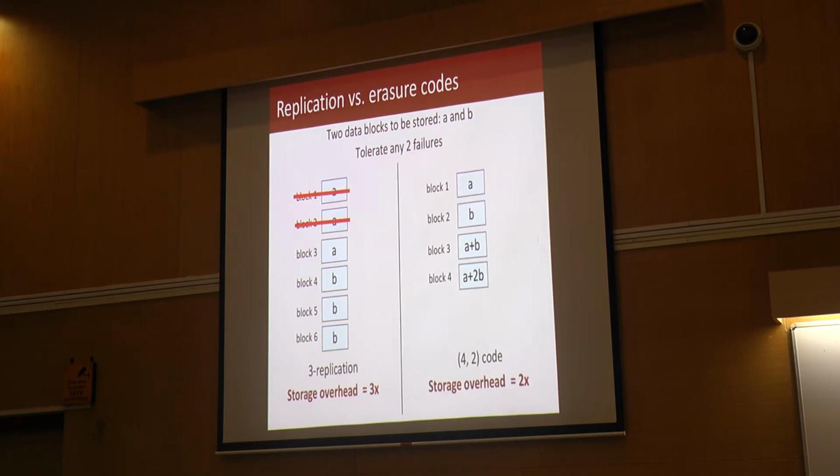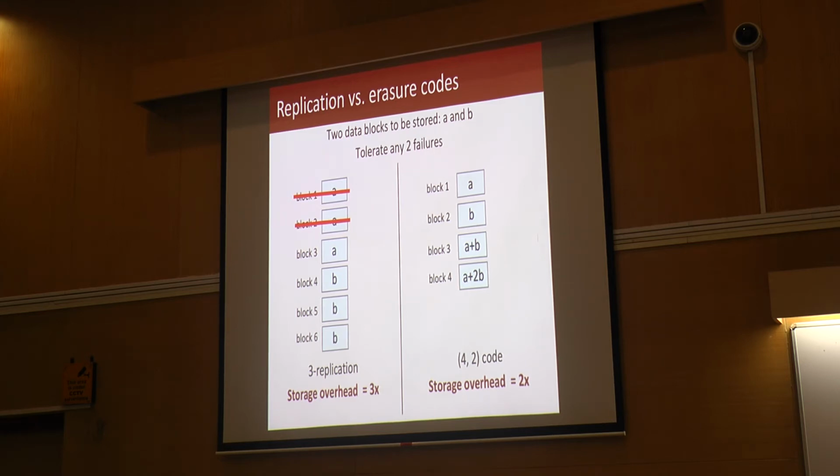So here the storage overhead is 3x, right? 3 replication. Now on the right, you see an n equal to 4, k equal to 2 erasure code. So 2 is the size of the message, so we have 2 data blocks. And n is 4, that is the length of the code word. So we have in total 4 blocks, right?